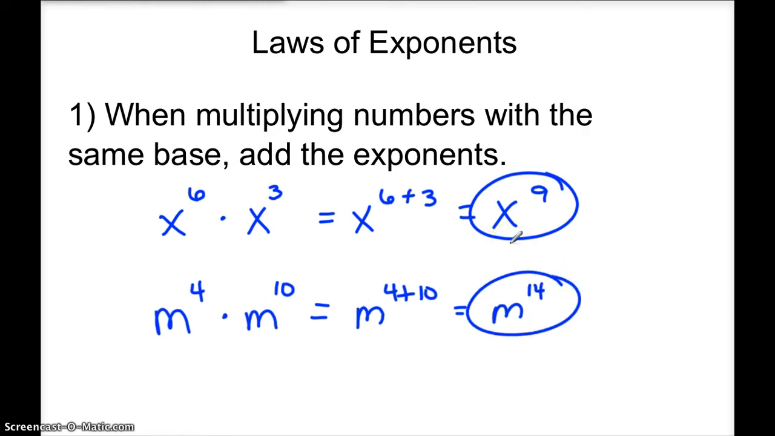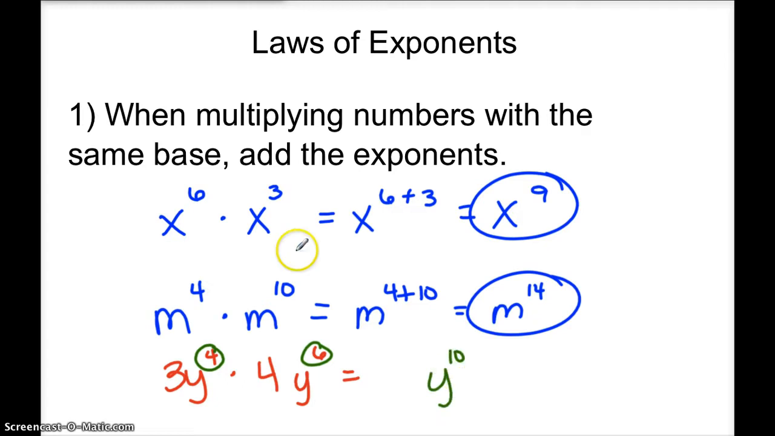Now, you could also have numbers in front of those variables. So for instance, we could have, let's say, 3y to the fourth times 4y to the sixth. Okay, we're still going to add our two exponents. 4 plus 6 is 10. But with our numbers, our coefficients, we actually just go ahead and multiply those since it's a multiplication problem. 3 times 4 is 12. So this would be 12y to the 10th. So that's when you're multiplying.